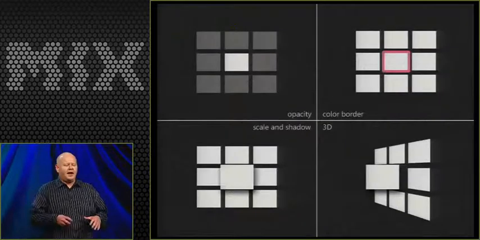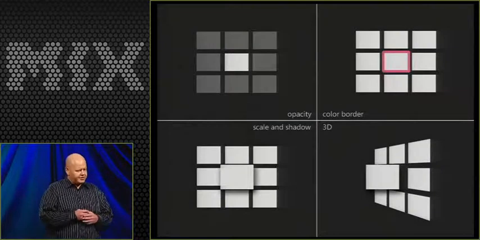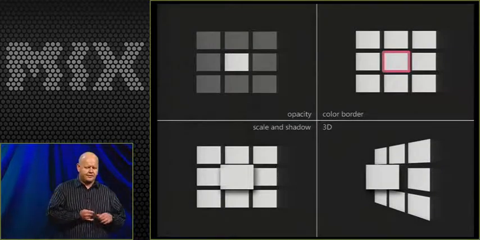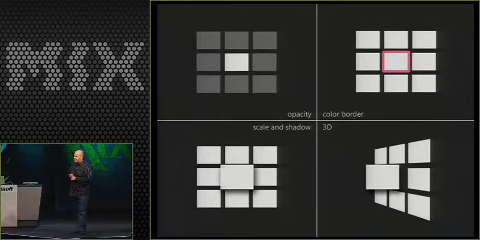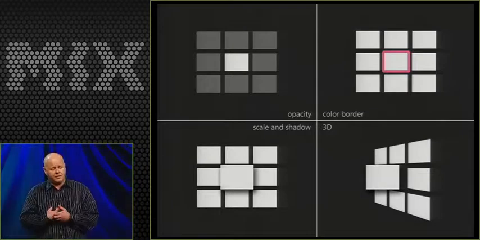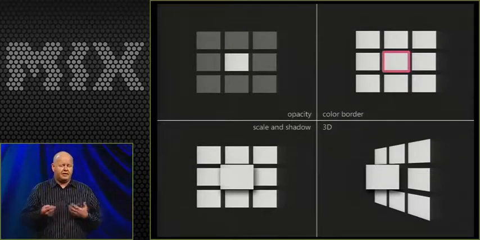In this particular diagram, I'm just showing other types of focus states and ones that we've explored internally. This one on the top left is opacity. We use that in our own UI, and then there's this color border idea, which is kind of web-centric. And then on the bottom left is scale and shadow. You'll see a lot of that in our gallery views and our menu. And then this idea of 3D.